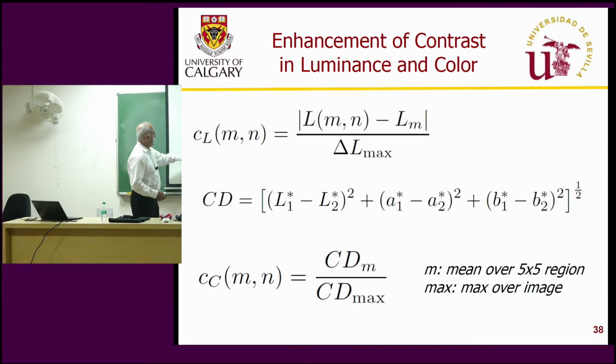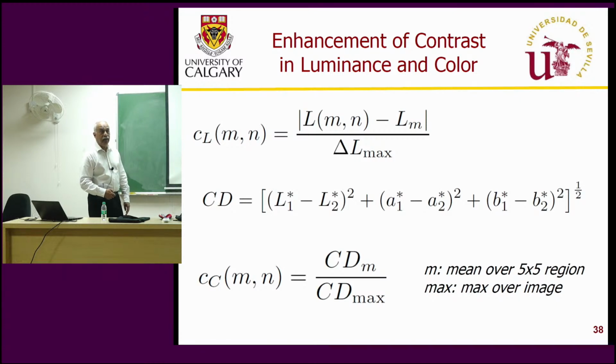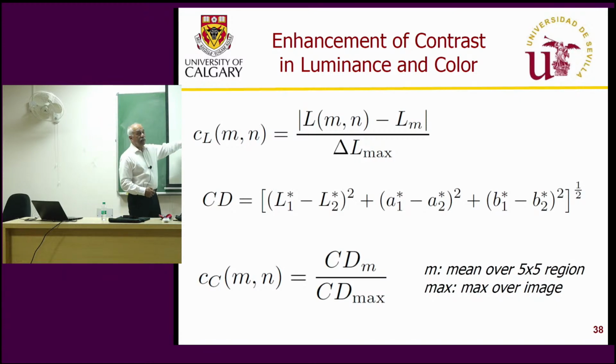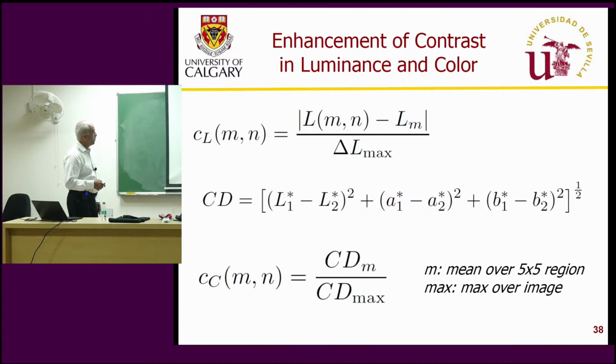And then CC, color contrast, is CDM over CD max over the entire image. M is the mean over 5 by 5 region. So this is color contrast. Just Euclidean distance.